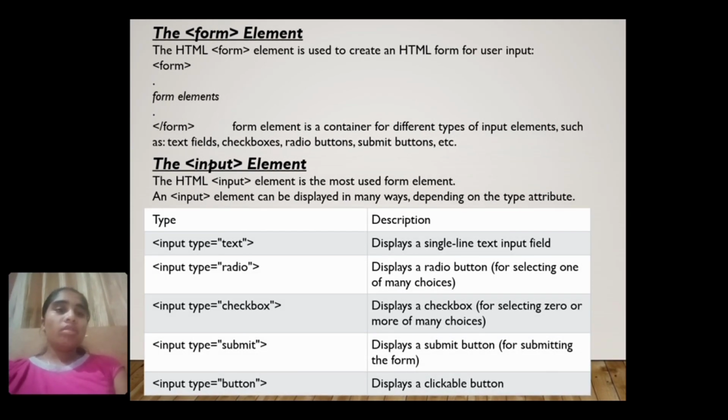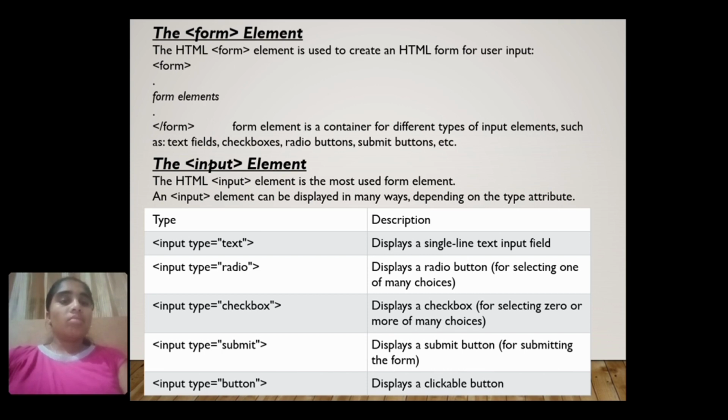The form element. The HTML form tag element is used to create an HTML form for user input. The form element is a container for different types of input elements, such as text fields, checkboxes, radio buttons, submit buttons, etc.